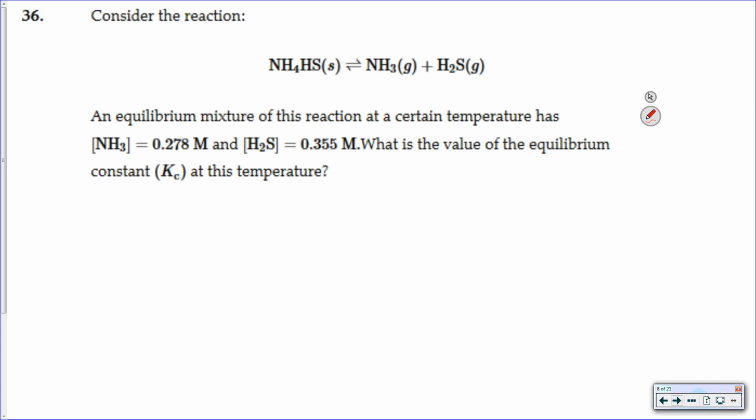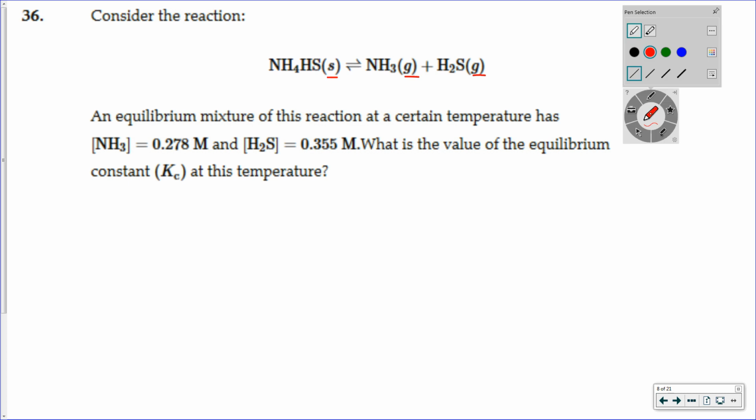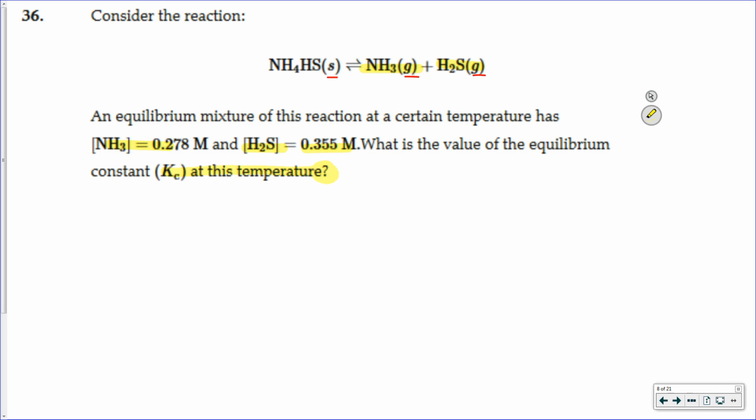All right, so 36 says you've got this reaction that occurs. You've got a solid, and it produces 2 gases. And it says an equilibrium mixture at a certain temperature has a certain concentration of ammonia, which is one of the products, and it has a certain concentration of hydrogen disulfide, which is also one of the products. And it wants to know what the value is of K sub C at this temperature. So we're looking for K sub C. That's the question mark.